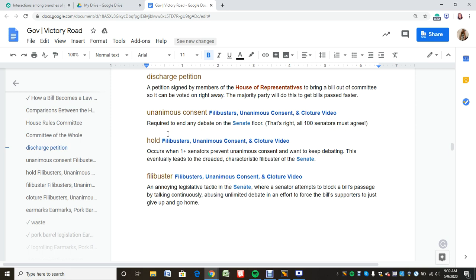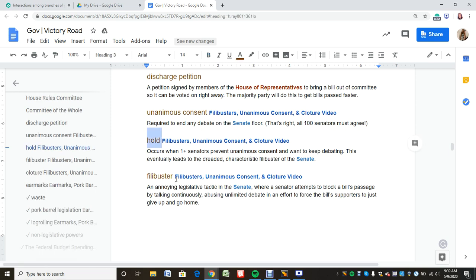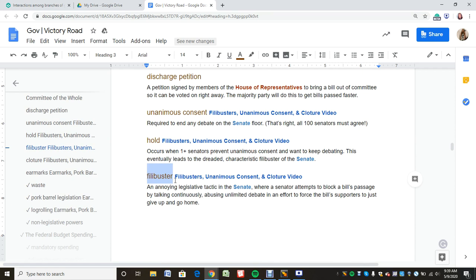Now, let's look here at what a hold is, because we kind of talked about this. Holds happen when someone just keeps filibustering, when either one or more senators just doesn't want unanimous consent, doesn't want to vote, wants to keep debating. And so then you get something called a hold with all of these guys. And yeah, John, that's a really good way to describe it. It's very annoying.